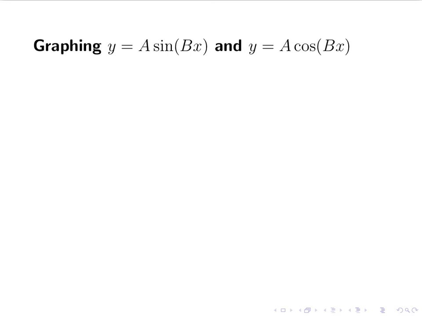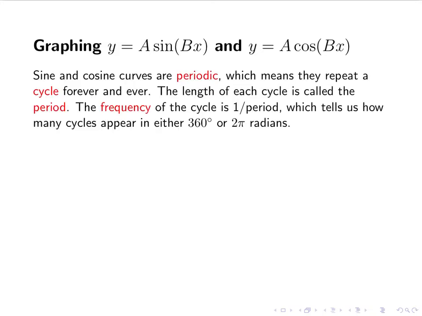Hello everyone, today we're going to look at graphing y equals a sine of bx and y equals a cosine of bx. So sine and cosine curves are called periodic, which means they repeat a cycle forever and ever in both directions, negative infinity to positive infinity. The length of each cycle, which again is the thing that repeats, is called the period.